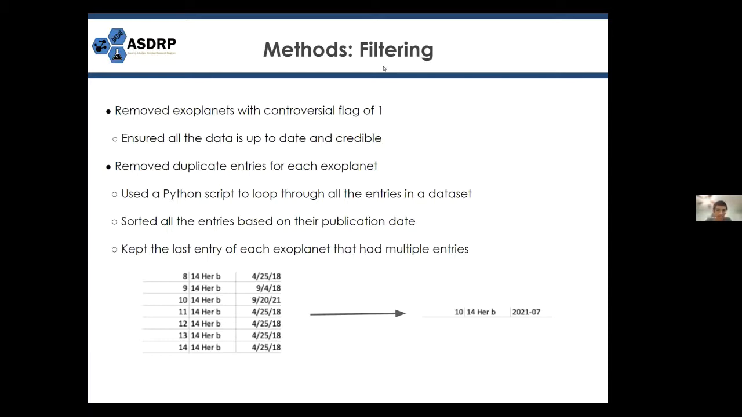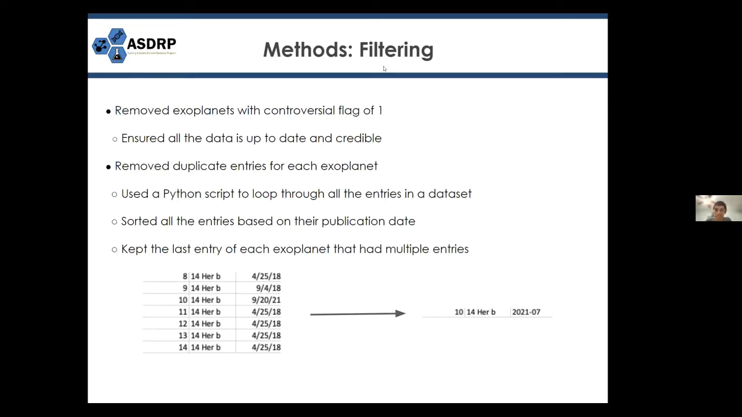But a controversial flag of 0 meant that the exoplanet was a confirmed exoplanet, making it a potential contender for being habitable. We thus used a Python program to remove all exoplanets that had a controversial flag of 1. The next step was to remove all duplicate values in the NASA Exoplanet Archive.